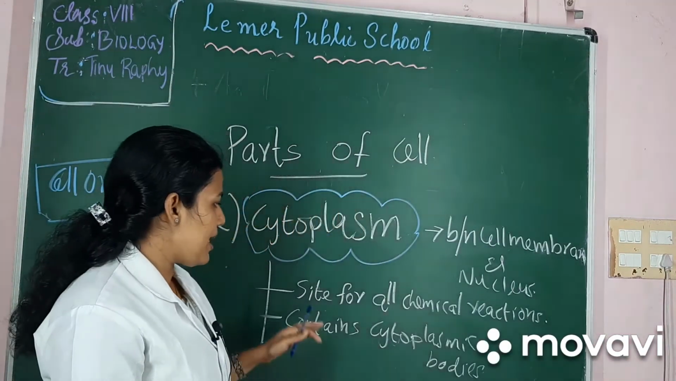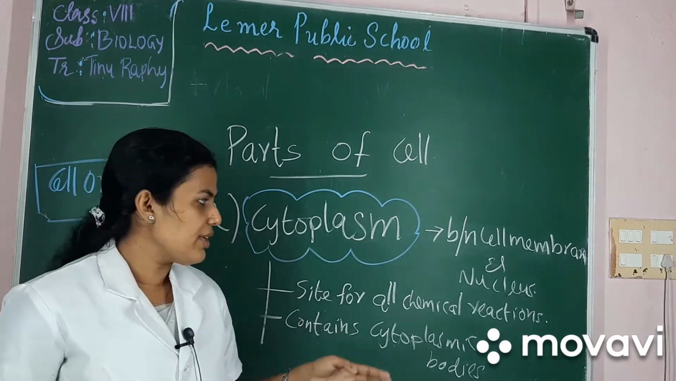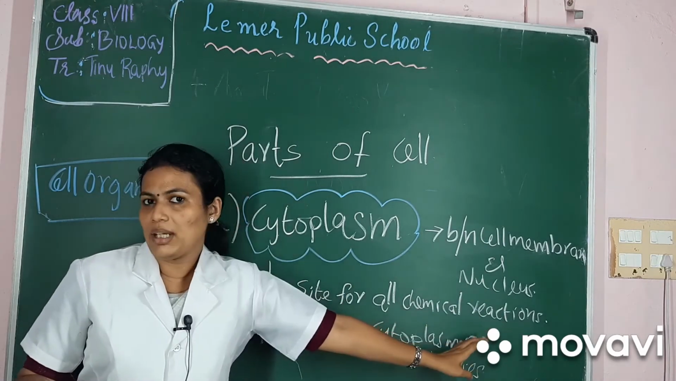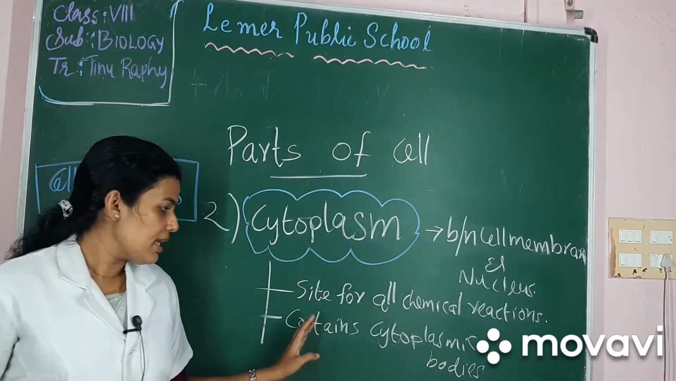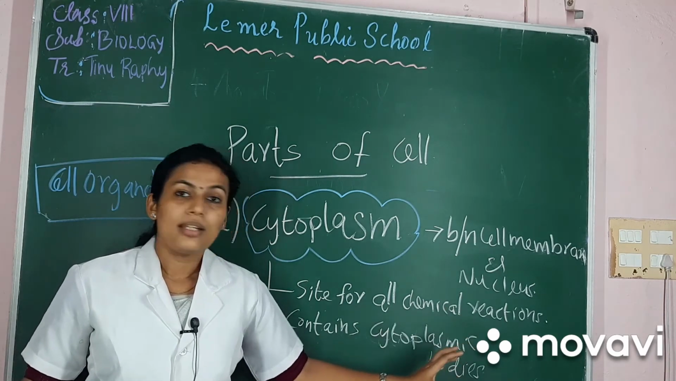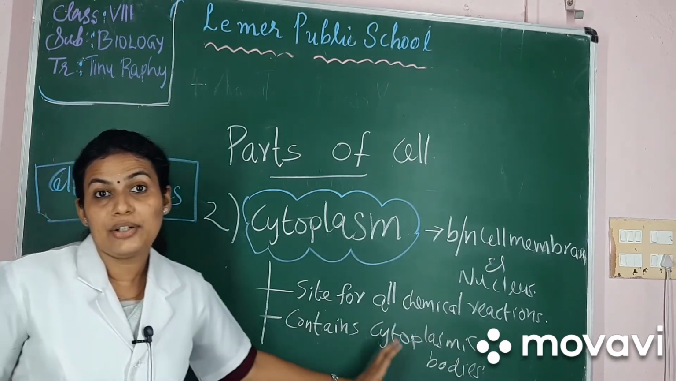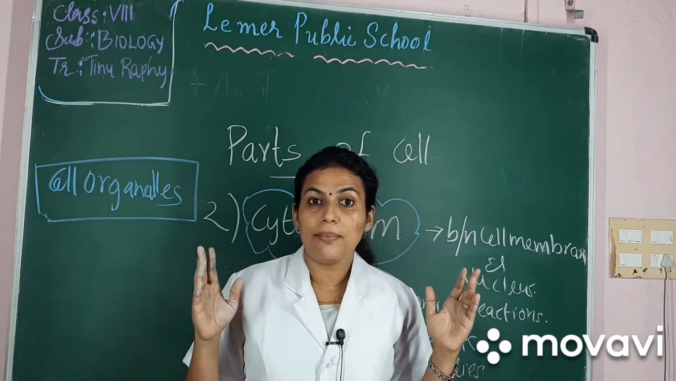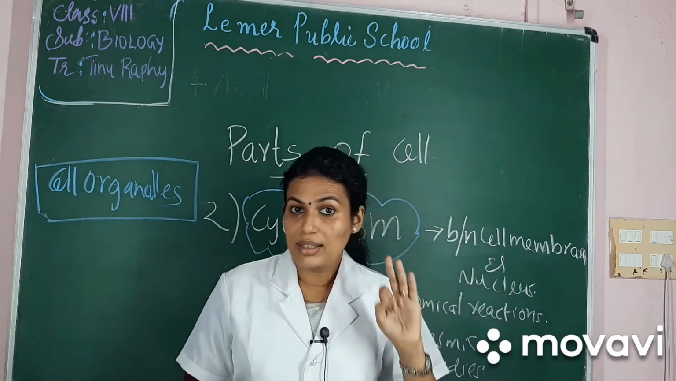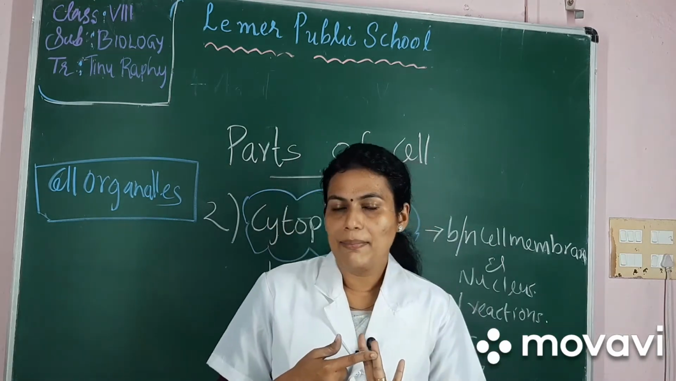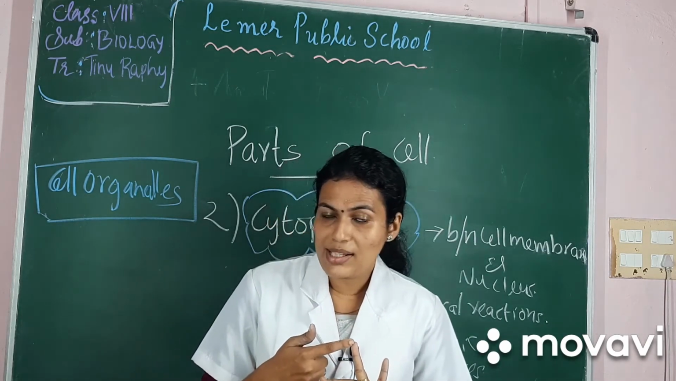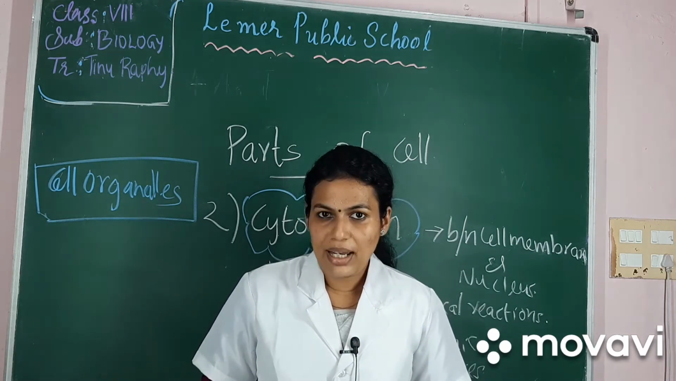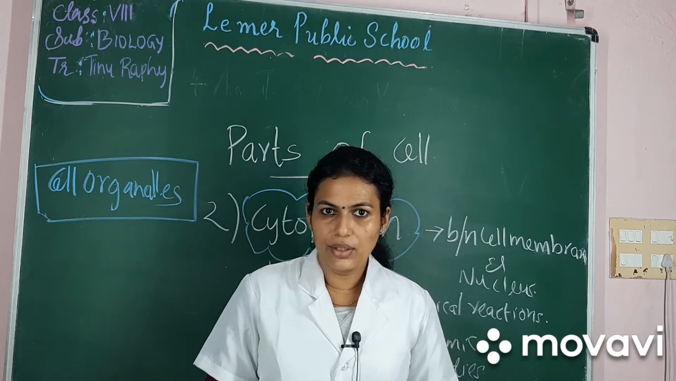And it is a jelly-like content. And the function of cytoplasm, the first function is all the chemical reactions happen in the cytoplasm. So it acts as site for all chemical reactions. And the second function is it contains the cytoplasmic bodies. That means all the cell organelles. So children, in today's class we learned about the parts of cell. We learned there are three parts for a cell, that is cell membrane or plasma membrane, cytoplasm and nucleus. We learned about the function of cell membrane and cytoplasm. Let's summarize what we learned in today's class in a video.